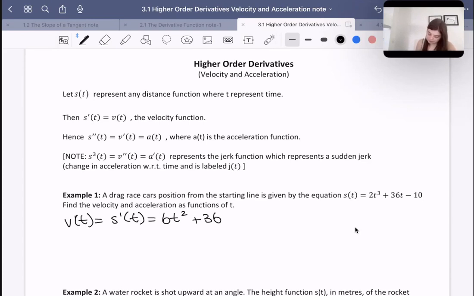Now to find the acceleration, that's equal to the second derivative, right, which is the derivative of the velocity function, and that's going to be 12t. And then the 36 just disappears because the derivative of a constant is just 0, right? And so that's the answer there. And they didn't ask about the jerk, but if we were to find the jerk, it would just be 12. Good. All right, let's move on.